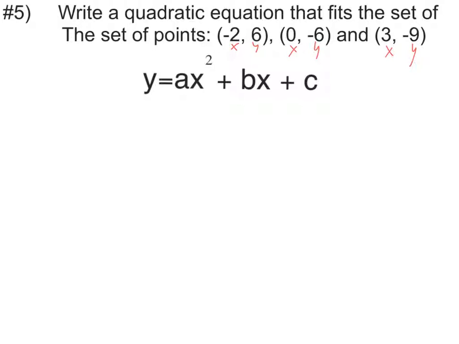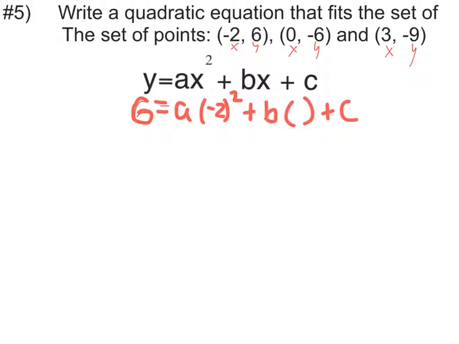So when I plug in 6 for y, it's going to say 6 equals a times x squared plus b times x plus c. The thing is, what is x? X is negative 2 according to our first point. So I put in a negative 2 right there in place of x. And that's our first equation.